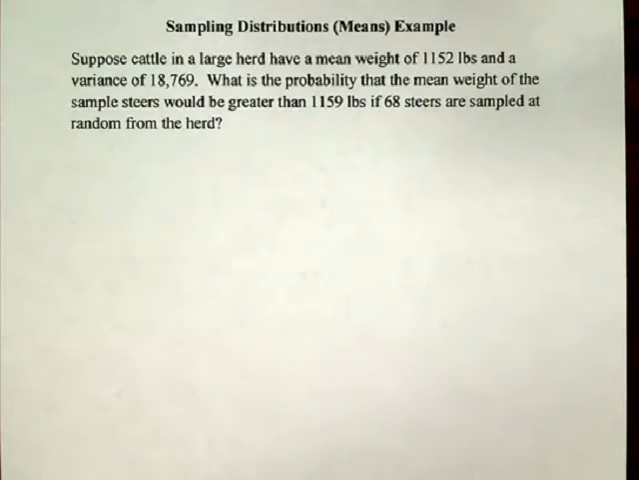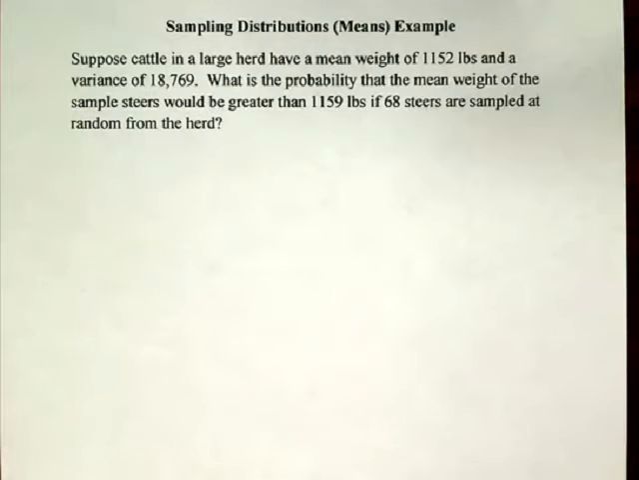But in this example, suppose that cattle in a large herd have a mean of 1,152 pounds and a variance of 18,769. What is the chance that the mean weight of the sample steers would be greater than 1,159 pounds if 68 steers are sampled at random from the herd?